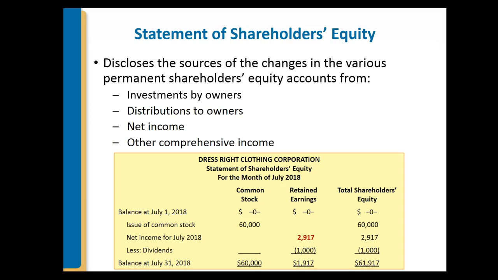The individual profit-generating transactions that are causing retained earnings to change get summarized in the income statement. So the statement of shareholders' equity only shows the net effect of these transactions on retained earnings. In this case, an increase of $2,917 gets reported as net income. Also, the company paid its shareholders a cash dividend that then reduced the retained earnings.